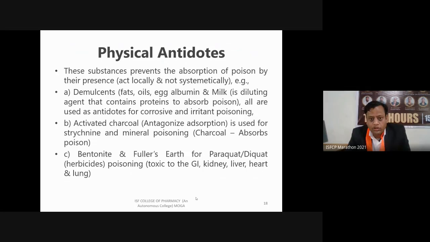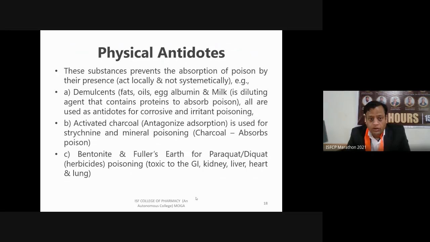So these corrosive and irritant poisonings can be minimized by the use of demulcents. Demulcents are fat, oil, albumin, and milk, all having a proteinous nature or containing different proteins. So these proteins absorb poison. Second is activated charcoal. Activated charcoal antagonizes absorption. So charcoal acts as an adsorbent, so it adsorbs the poisonous substance and minimizes the effect of the poison.